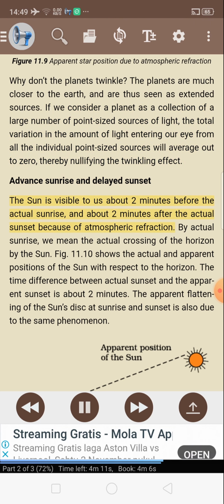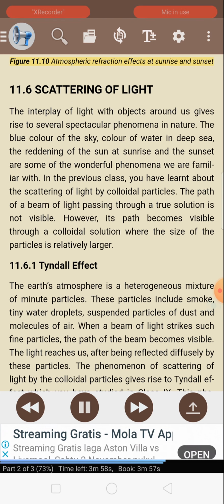The sun is visible to us about 2 minutes before the actual sunrise and about 2 minutes after the actual sunset because of atmospheric refraction. By actual sunrise, we mean the actual crossing of the horizon by the sun. Figure 11.10 shows the actual and apparent positions of the sun with respect to the horizon. The time difference between actual sunset and the apparent sunset is about 2 minutes. The apparent flattening of the sun's disk at sunrise and sunset is also due to the same phenomenon. Figure 11.10: atmospheric refraction effects at sunrise and sunset.